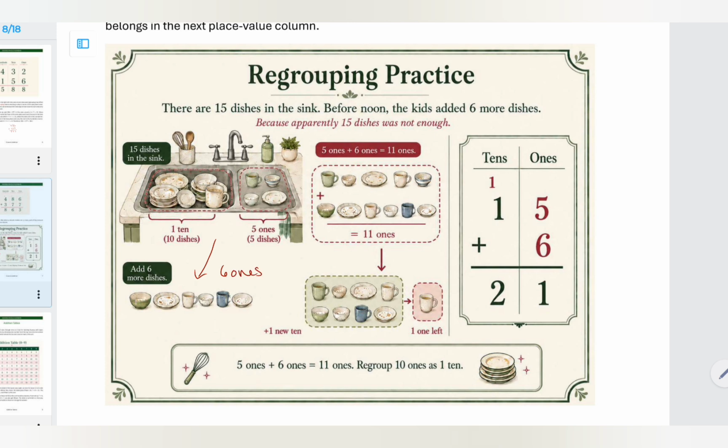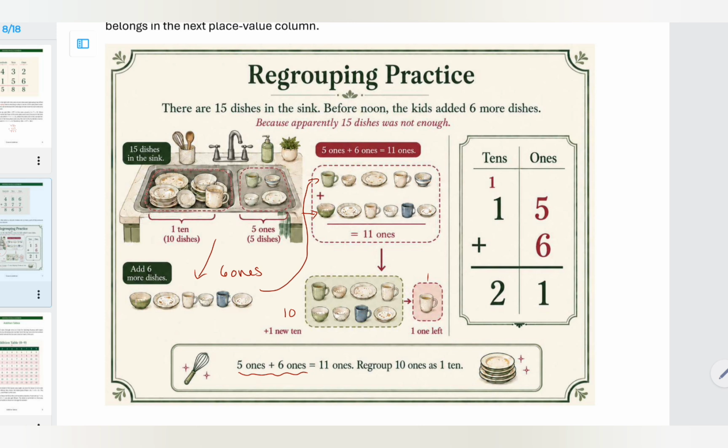So that counts as 6 ones. If we're going to add in the ones place, we can come up here and look at this and see where we have 5 dishes plus 6 dishes. And that equals 11 ones. If we want a visual of how to regroup that, that can then be turned into a group of 10 with a group of 1 over here. So 5 ones plus 6 ones equals 11 ones can be regrouped as 10 ones and 1 one.